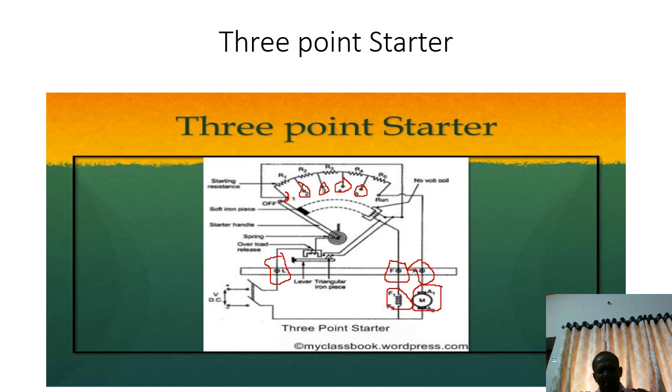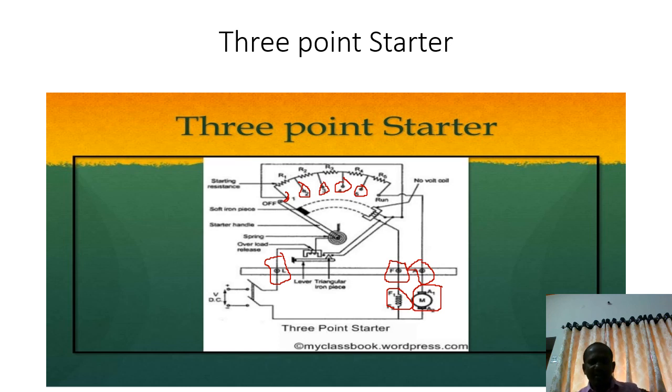The armature current increases, and current passes through the coil and through the field winding. This will cause the flux to increase. The motor runs to attain the required speed.